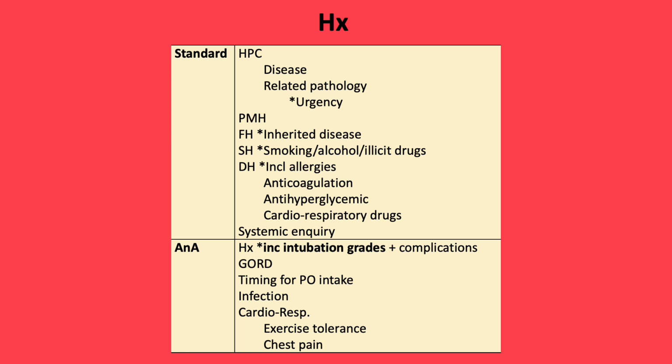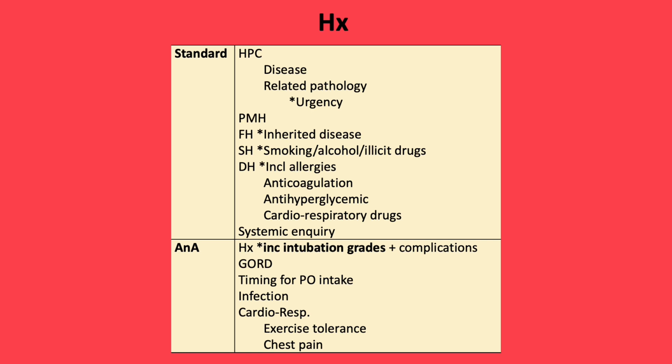The past medical history, and family history focused on inherited diseases, for example MH, sleep apnoea and porphyria. Social history: smoking, alcohol and illicit drugs. Drug history including allergies and important agents: anticoagulants, antihyperglycaemics and cardiorespiratory drugs. If indicated, perform a systematic inquiry.